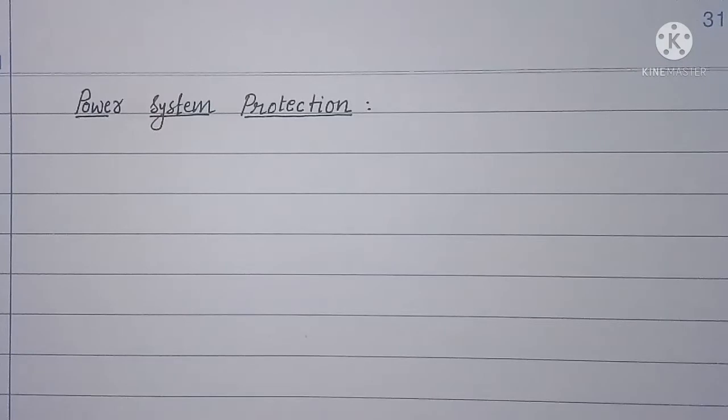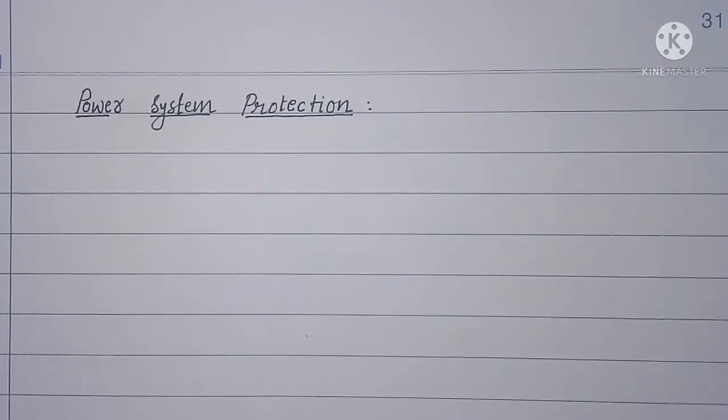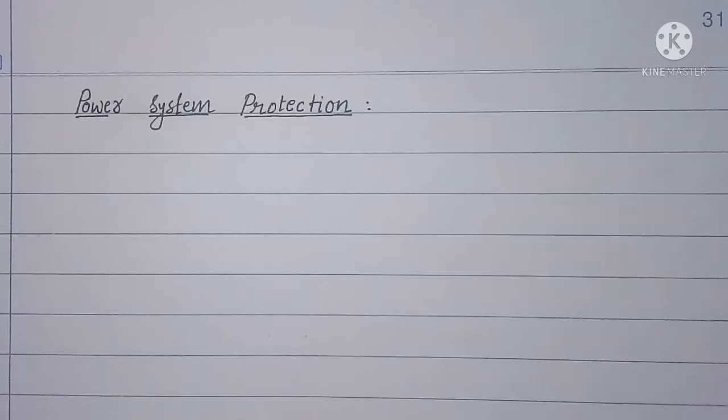So far in the subject of high voltage engineering and switchgear and protection, we studied high voltage part. From this class onwards, I will be dealing with power system protection part. So let us start with the importance of protection system in a power system.